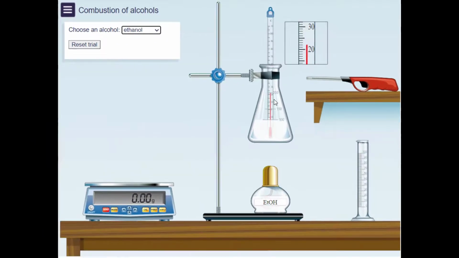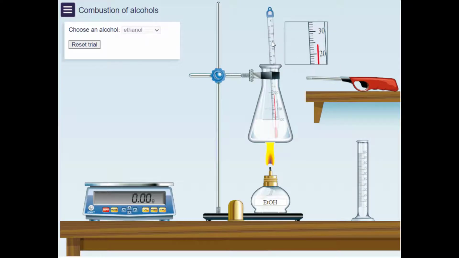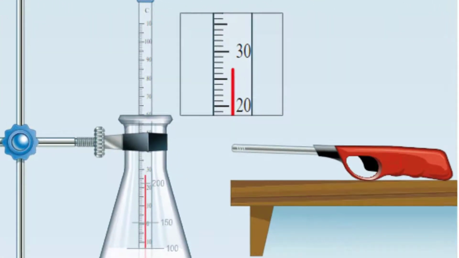Now you can remove the cap from the burner and ignite the wick using the lighter, thus starting the combustion of alcohol. As the temperature of water increases, gently stir the water using the thermometer to ensure a uniform temperature throughout. When the temperature of the water has increased by a number of degrees, you will extinguish the flame by placing the cap back onto the burner. Record the final temperature of the water immediately after stopping the combustion.